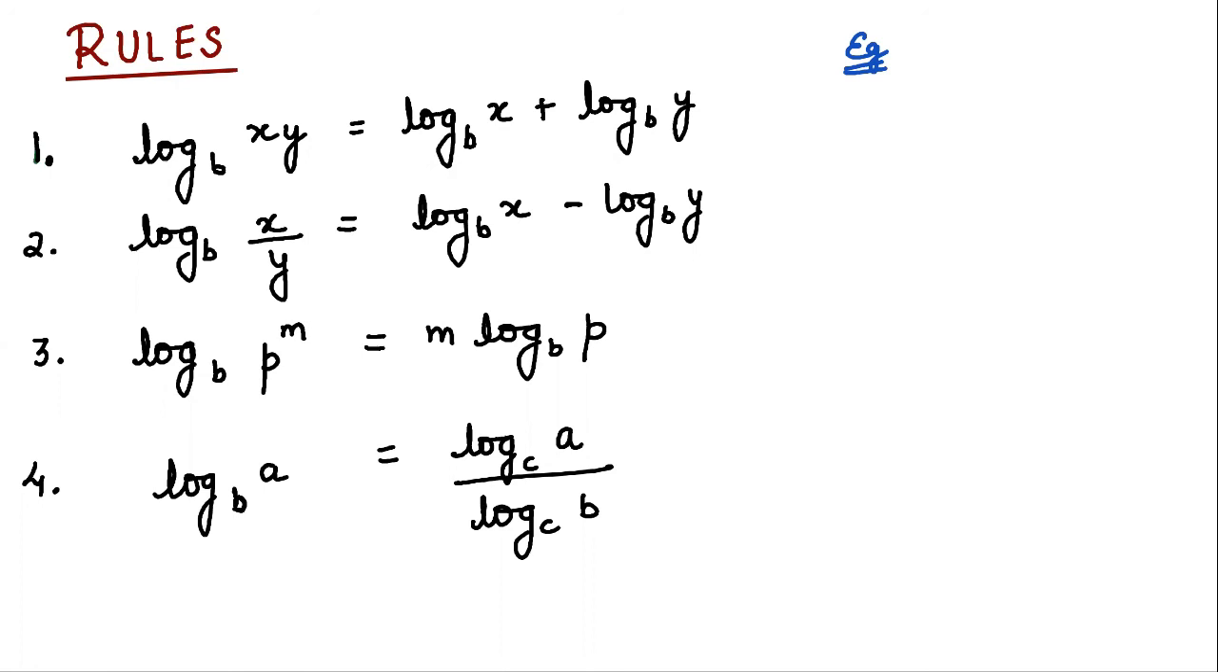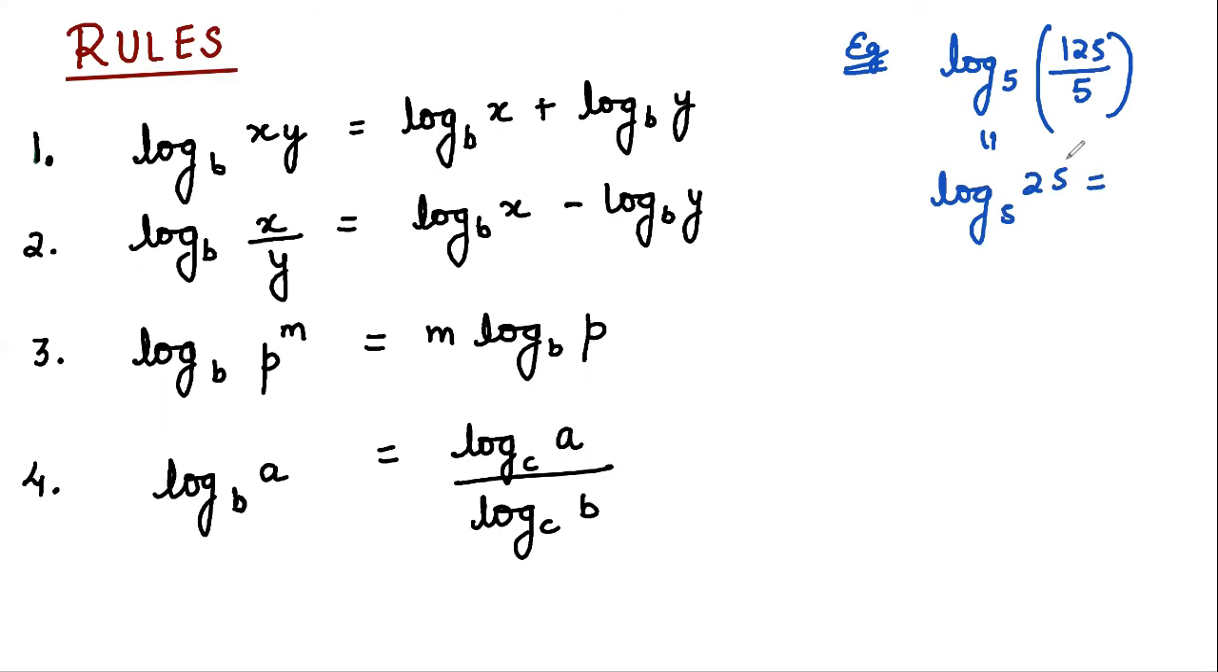So if you want to see this with an example, let's say I ask you what is log 125 by 5 with base 5, right? So if you simplify this directly, it is going to be log 25 to the base 5. That means you're finding 5 to the power what is giving you 25. So x will be equal to 2, right? So the answer to this should be 2.